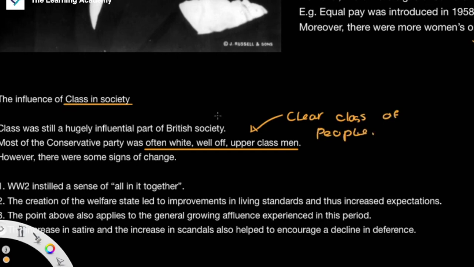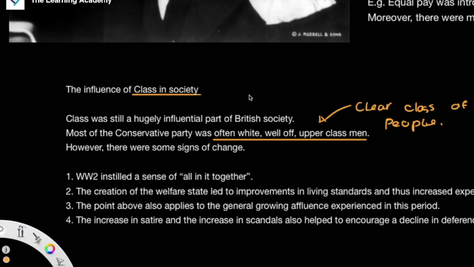That's what we see here. It's a very specific group, and compared to the rest of society, it was actually quite a small minority. There were more men, women, people of different racial backgrounds, people of different ages, younger people as well, but they were not represented in government, especially within the Conservative Party. We have often very white, very well-off, very upper-class, only men, generally, within the Conservative Party.